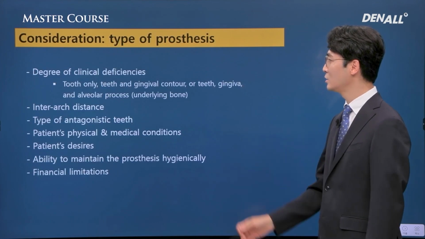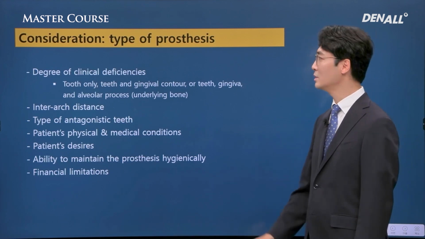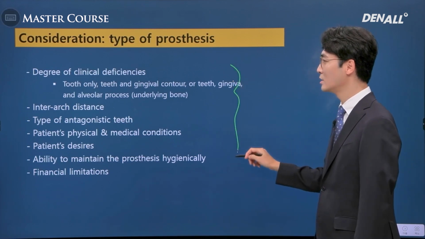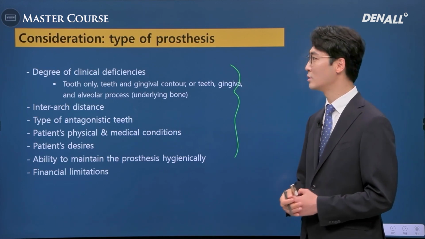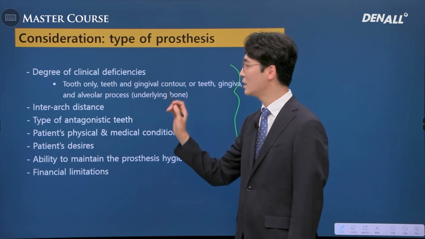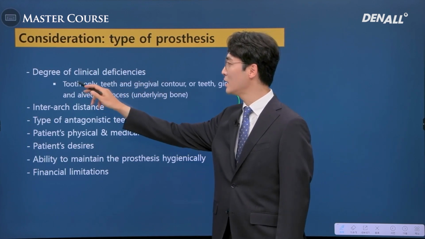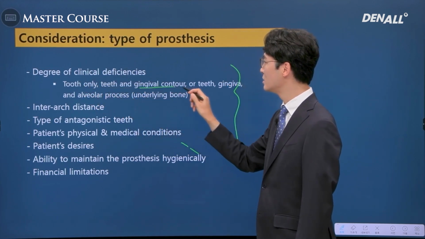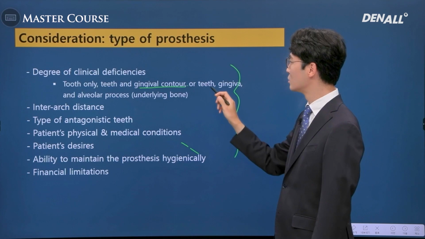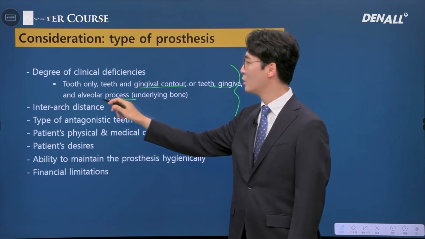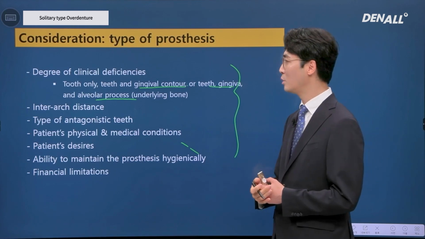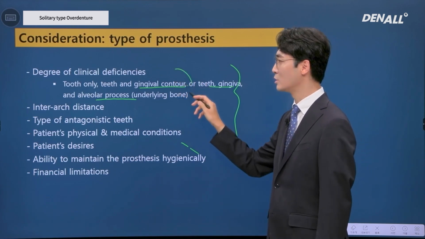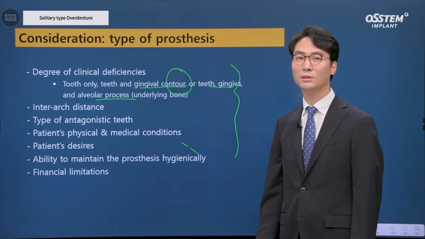We need to look at various factors and make examinations, and based on that, we decide upon the treatment option. We need to look at the degree of clinical deficiency, so whether it's teeth only, or whether it involves gingival contour or alveolar process along with it. We need to look at whether deficiencies exist in basal bone. These can be the basis for our decision.